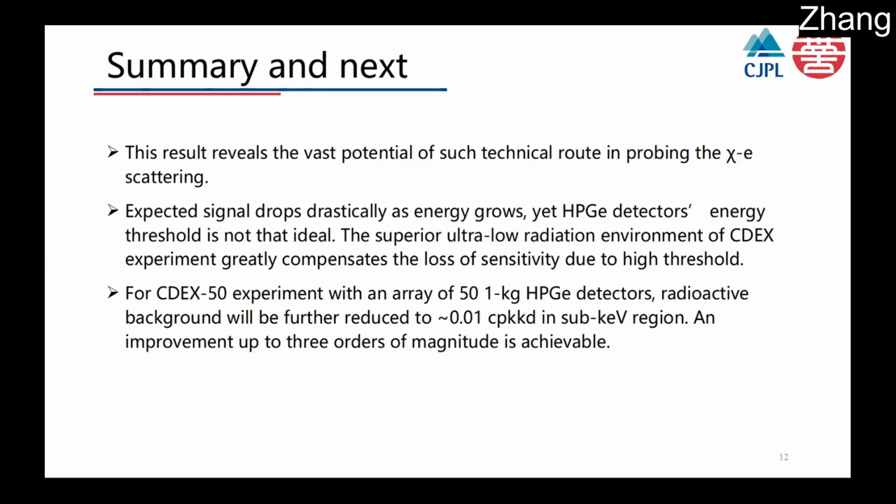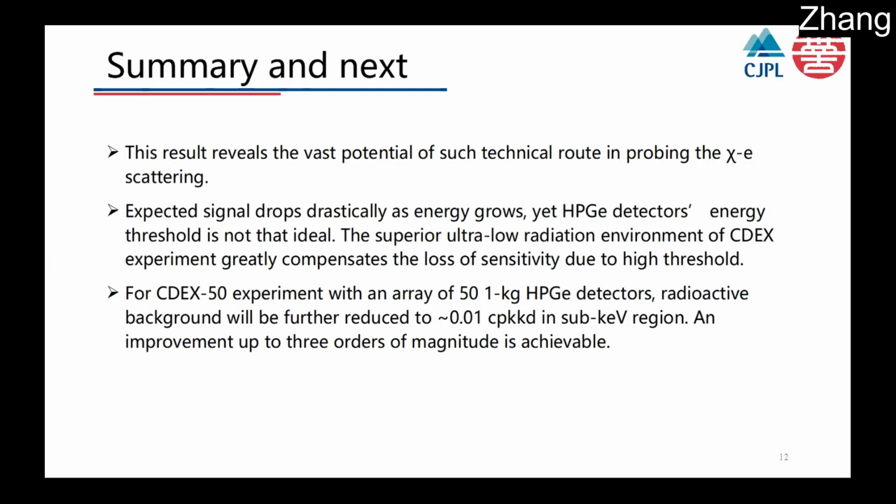So how do we get this strong probing ability, this strong sensitivity? Well, the answer is that the superior ultra low radiation environment in CDEX, in the Jinping underground laboratory, compensates for the loss of sensitivity due to our high threshold.